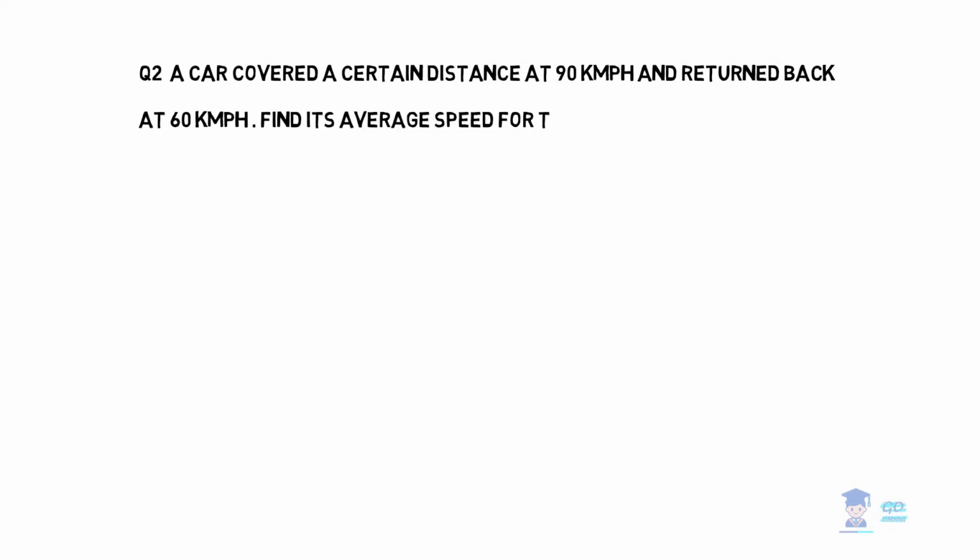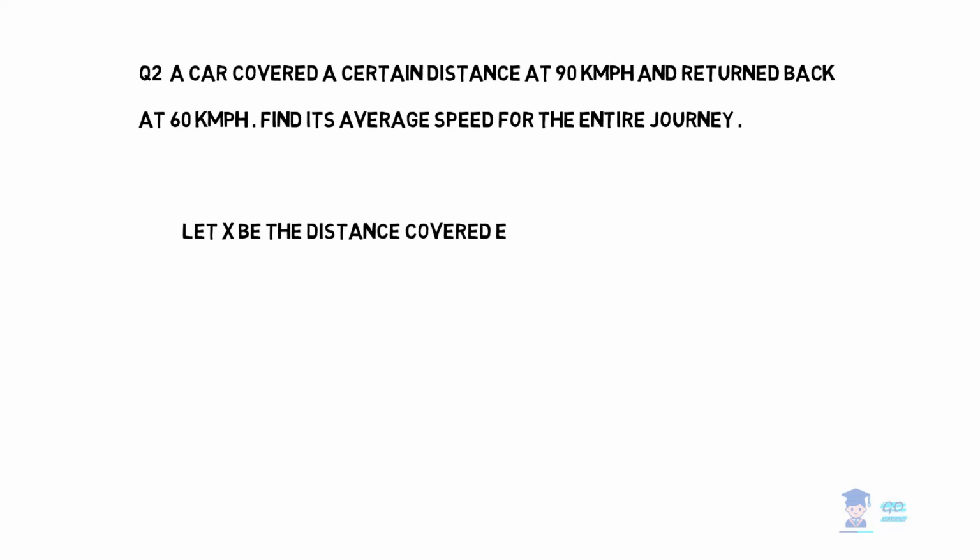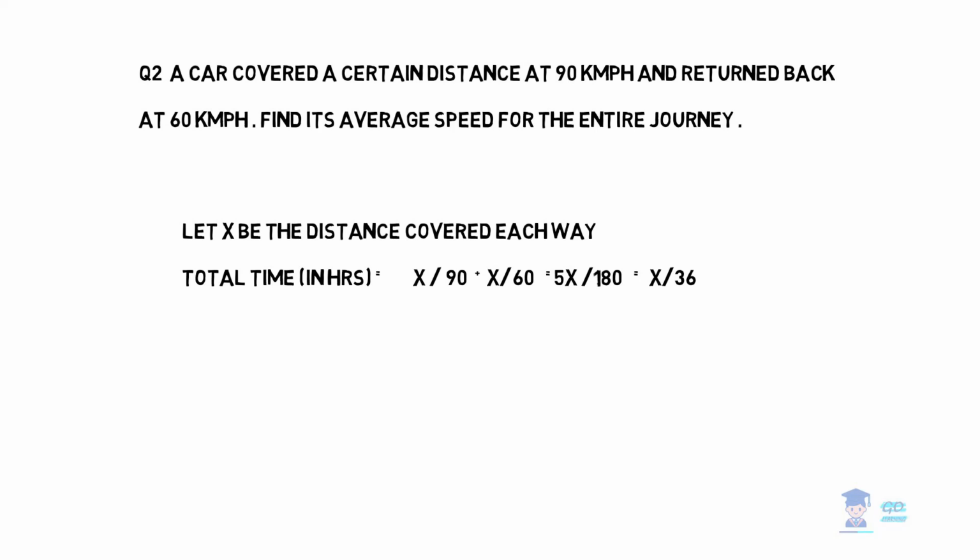We'll go to the second question. A car covered a certain distance at 90 km per hour and returned back at 60 km per hour. Find its average speed for the entire journey. Let x be the distance covered, and I'm going to take x for each way. So the total time taken for up and down: time is distance by speed, so x by 90 for one way and x by 60 for the other way. If you simplify, you get x by 36.